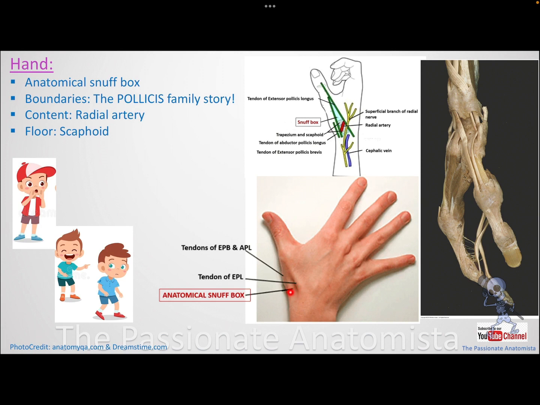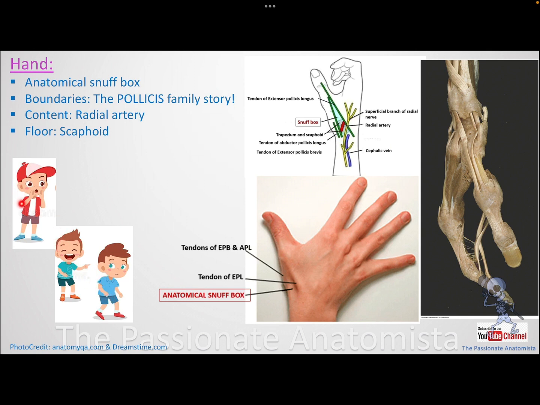Now we need to know the boundaries, the content, the floor, the superficial structures. So how would we know the boundaries? I have a nice story about the Pollicis family. We have a Pollicis family, two brothers, the Extensor Pollicis brothers. One is longus and one is brevis. He was making fun of his little brother. So he told him, you're not going to follow me all the way to the hand. So you're going to be alone.